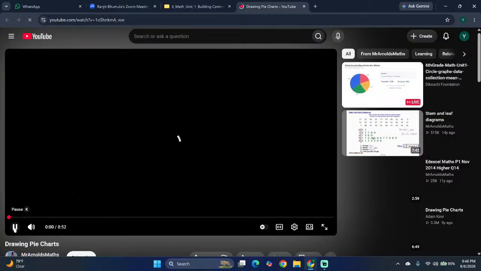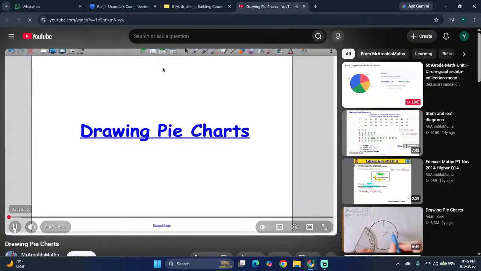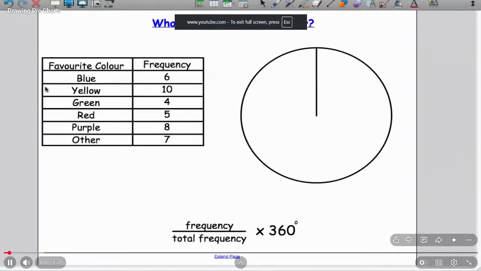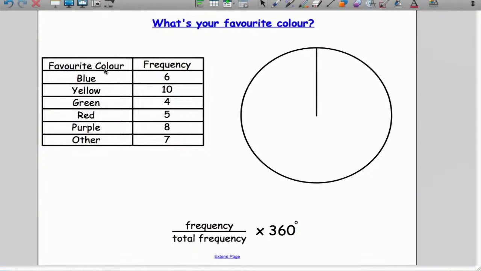This is a YouTube video on pie charts. Just like Hi there and welcome to Mr. Arnold's Maths. In this video we're going to look at how to draw a pie chart. So, we have a frequency table here displaying data on the favourite colour of a number of people. And before we start to draw our pie chart, first thing we got to work out is how many people there were in total, because I'm going to need the total frequency.